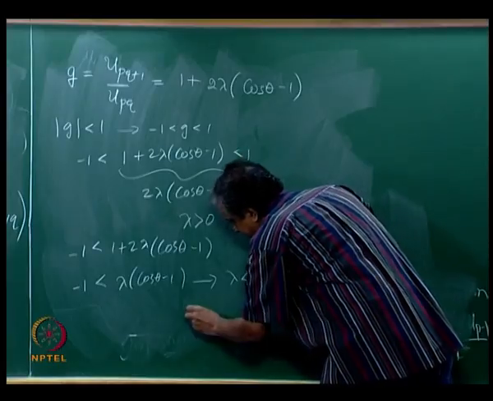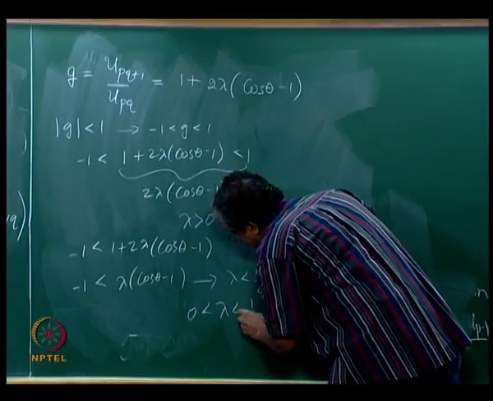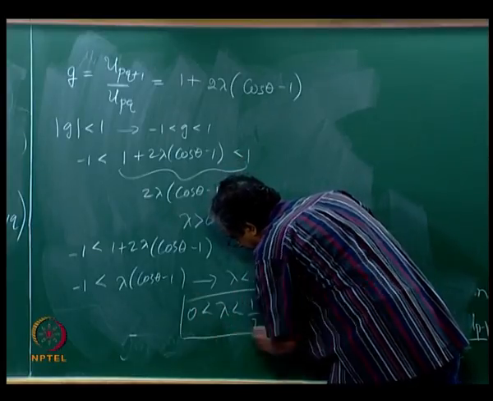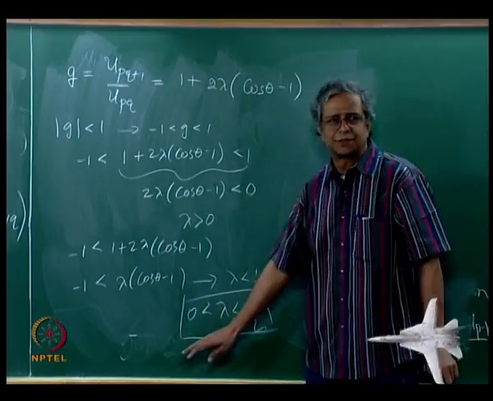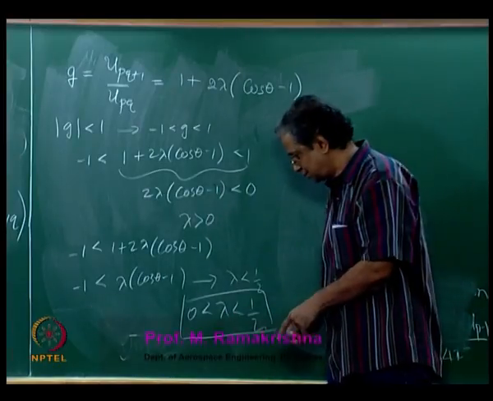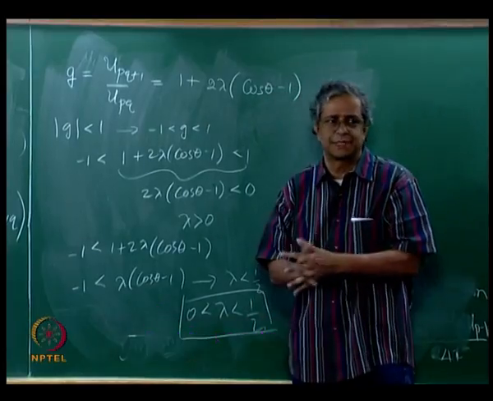We can come back to this. 0 less than lambda less than 1/2 is the constraint that we get. We will come back to this. While I will do this in a 2D context, we will come back to this. Okay, it is fine.